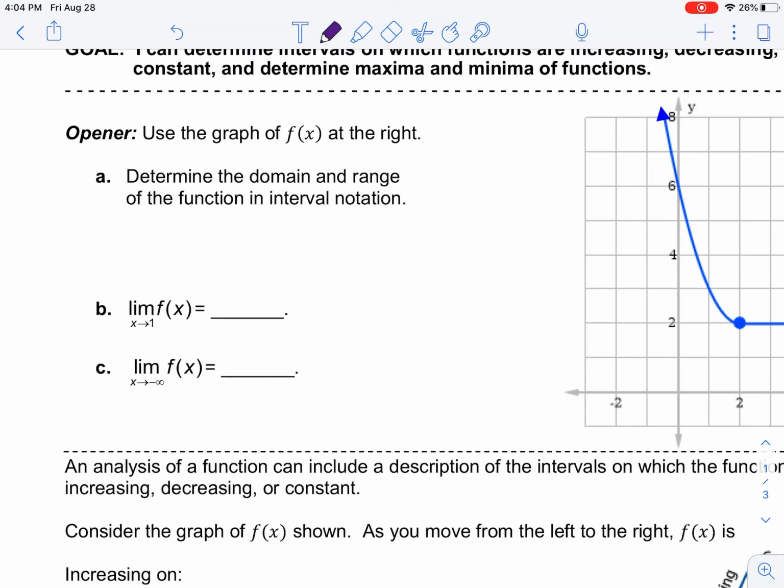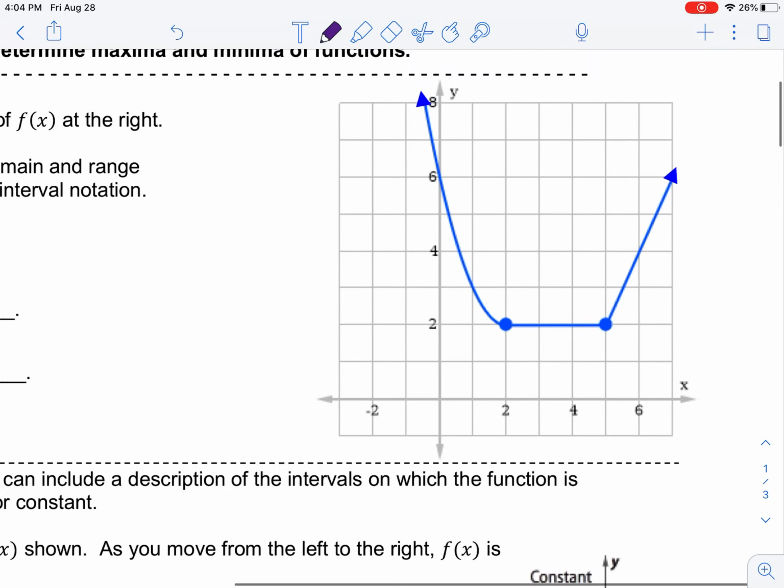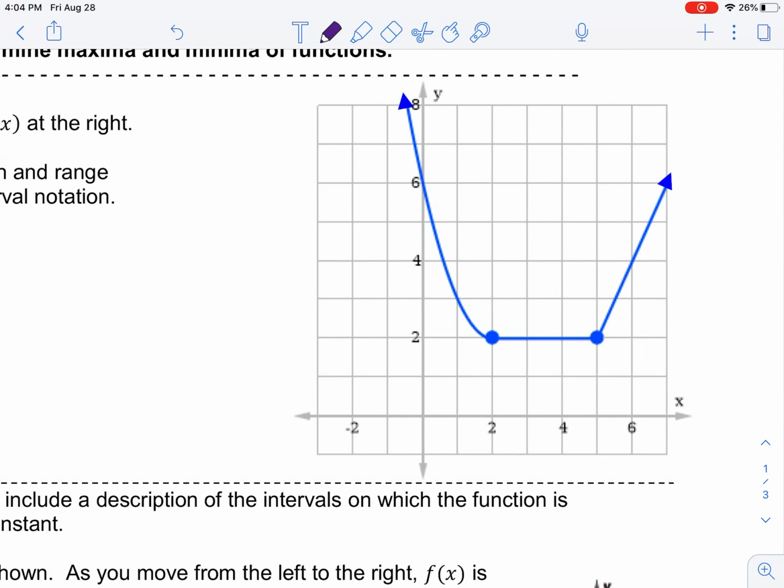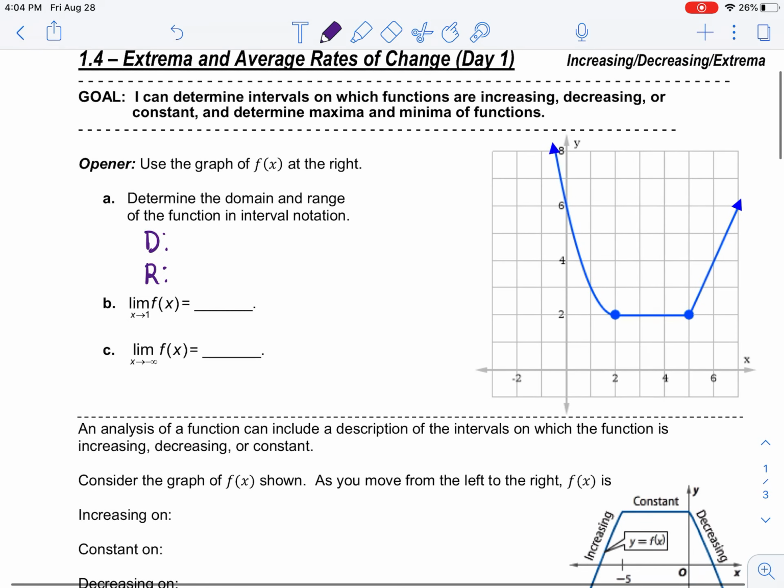Determine the domain and range of the function in interval notation. So domain, range. All right, domain: if I look at all possible x values, I look from the left to the right. It goes from an arrow to an arrow. So negative infinity, positive infinity. My range, I'm looking at all possible y values. So I'm looking at the lowest my graph goes to the highest it goes. The lowest it goes is 2, and it includes it. The highest it goes is an arrow, so infinity.